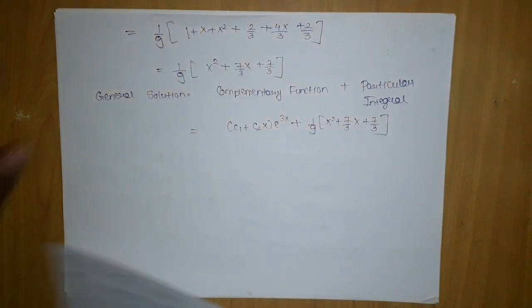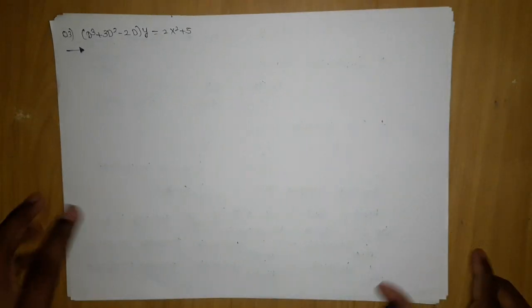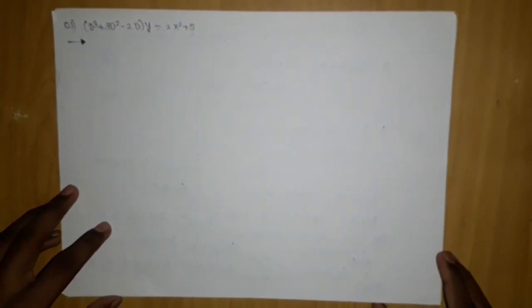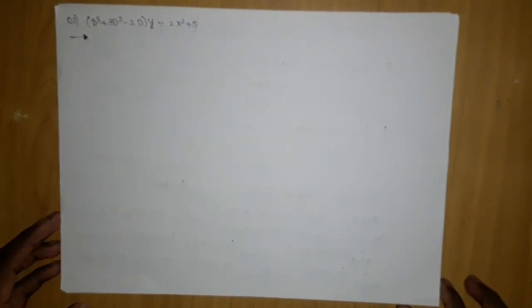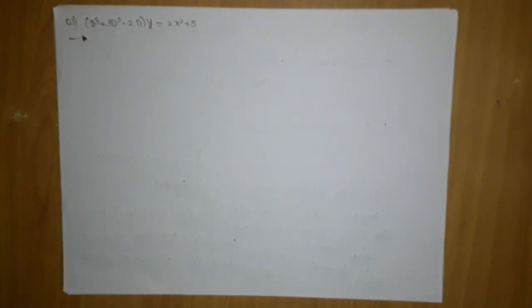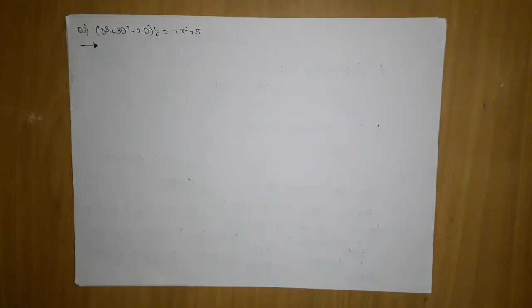Now let's take one more problem, but in that we are going to write whatever important should be written. The problem is as follows. We are going to solve this type of problem. The question says D cube plus 3D square minus 2D into y is equal to 2x plus 2x square plus 5. So let's solve this problem.